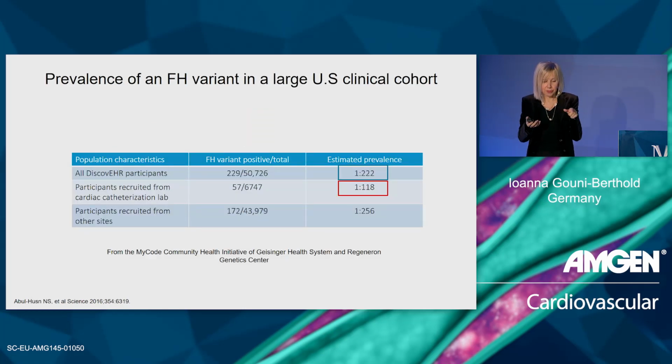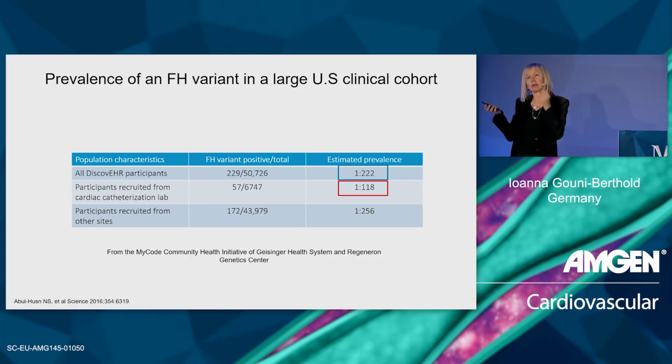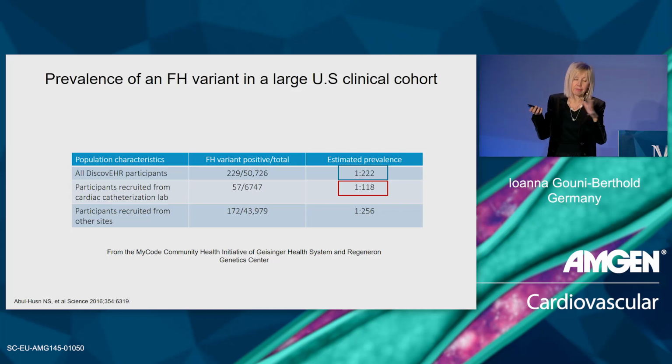And this was also shown in a very nice paper in Science 2 years ago. They used the population from New Jersey and Pennsylvania, 50,000 people that agreed on being genomically tested.